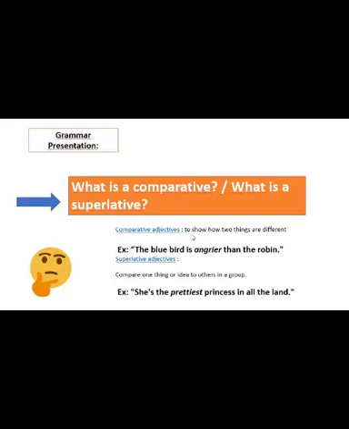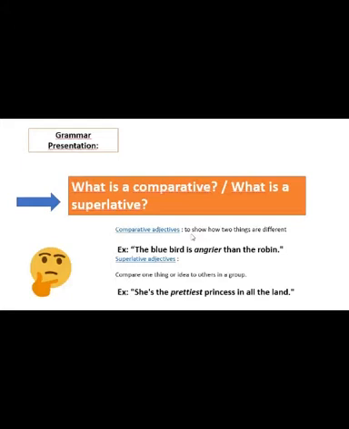Comparatives are used to compare one noun to another noun. In these instances, only two items are being compared. Let's see the example: the bluebird is angrier than the robin. We have two terms. Or in other words, you can say that comparatives are used to show how two things are different. Okay? As you can see here in the example, I am comparing two elements and we are saying that they are different in some way.